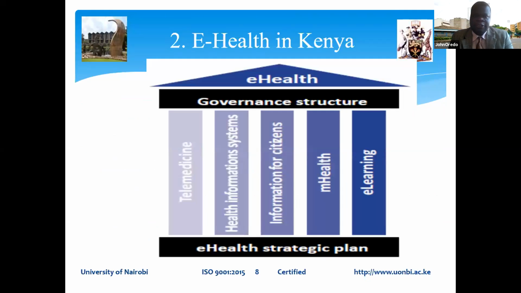So the Kenya e-health strategy has got 5 pillars. That is telemedicine, health information systems, information for citizens, mHealth, and e-learning. So continuous learning for healthcare practitioners, use of mobile devices to manage health, information for citizens. That information should reach the citizens. Citizens should play a role in terms of decision-making regarding their health.